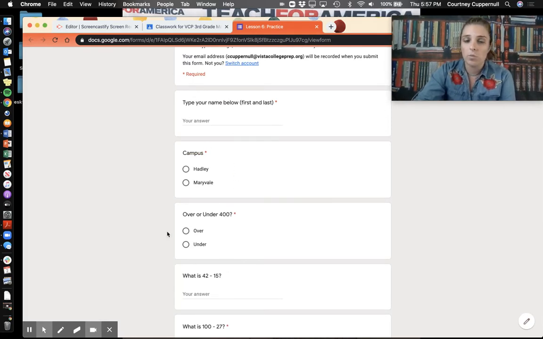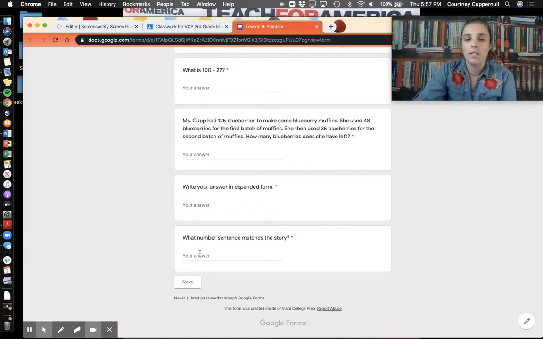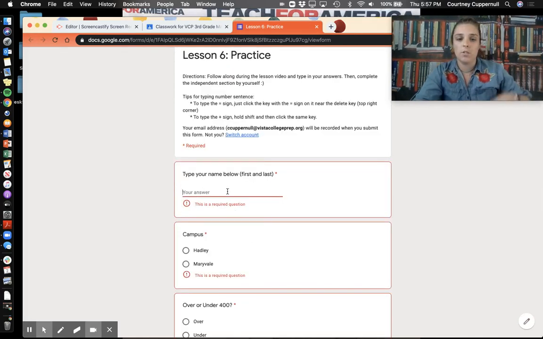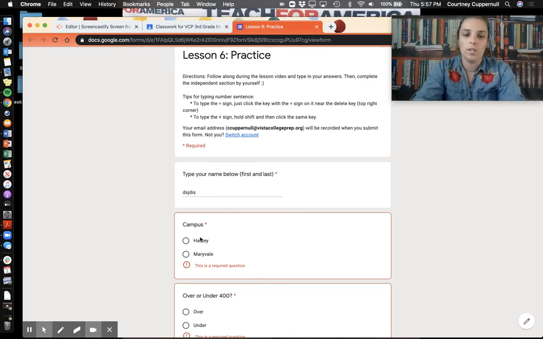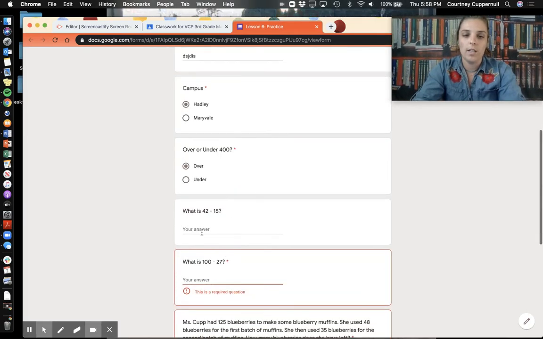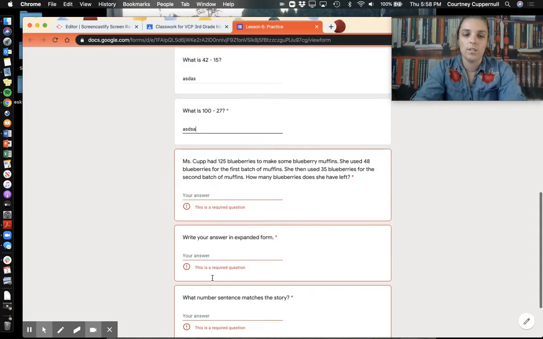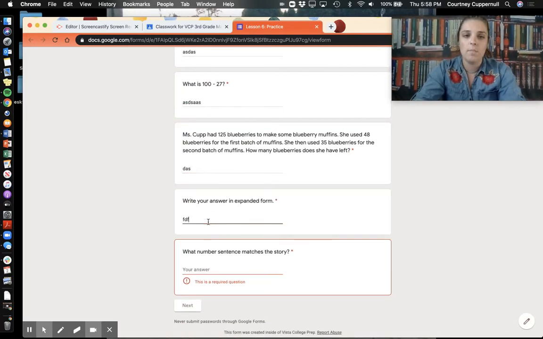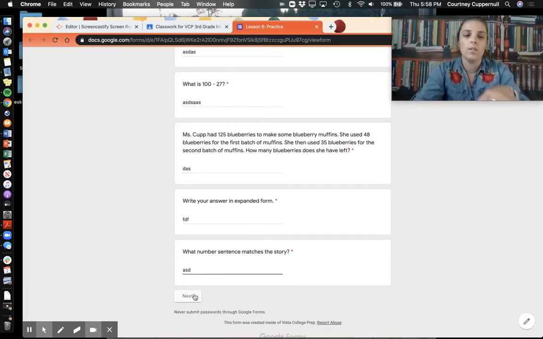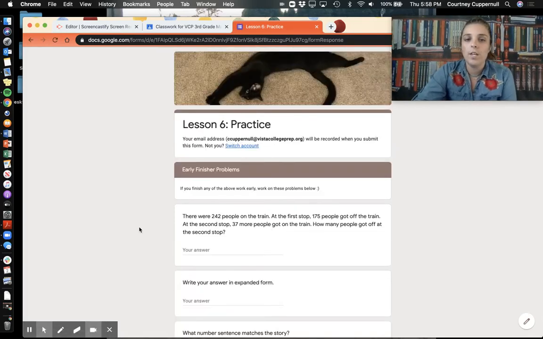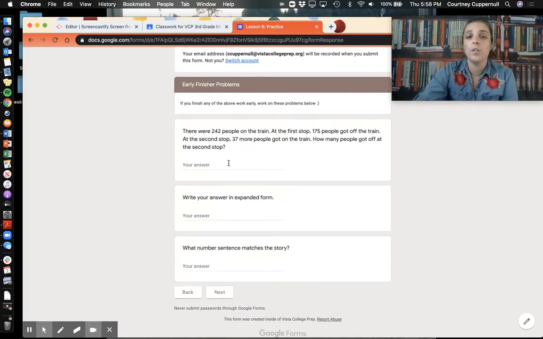Before we get into the actual content of today, I want to show you some differences on this form. When you scroll to the bottom, instead of seeing a submit button, you're going to see something that says next. As I'm going to mention later in the video, for this form, there's actually going to be a couple different sections. The first section, it's going to make me enter some information, so just bear with me here. I'm just going to click some random stuff so it lets me answer. When you go to that next section, you'll see early finisher problems.